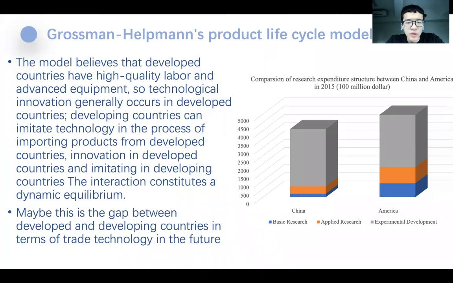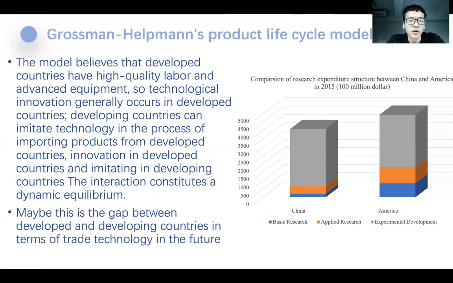International trade will no longer only be about physical goods, but will be innovated in the direction of technology, services, and investments. The gap in trade tech between developed and developing countries: according to Grossman-Helpman's product life cycle model, a two-country product life cycle model with endogenous innovation, imitation, and quality competition is proposed. The model holds that technological innovation generally takes place in the North because of its high quality labor force and advanced equipment. Southern countries can imitate products from northern countries, and the interaction between innovation in the north and imitation in the south constitutes a dynamic equilibrium.